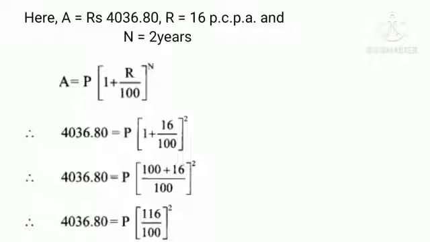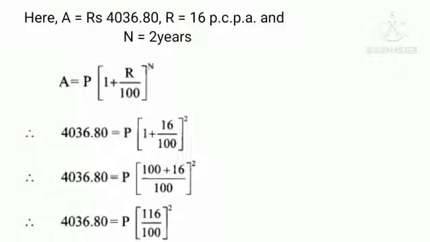The formula for amount A is equal to P multiplied by 1 plus R upon 100 whole raised to n. Now let's substitute the values. Therefore, 4036.80 is equal to P multiplied by 1 plus 16 upon 100 whole raised to 2. Now let us cross multiply the numbers in the bracket. Therefore, 4036.80 is equal to P multiplied by 100 plus 16 upon 100 whole raised to 2, which is equal to 4036.80 is equal to P multiplied by 116 upon 100 whole raised to 2.